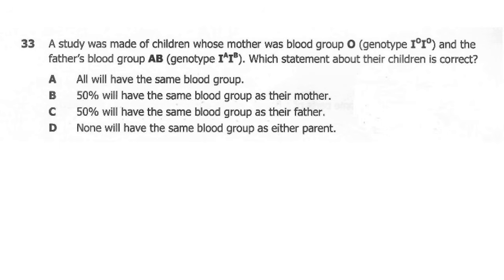Question 33. A study was made of children whose mother was blood group O, genotype IOIO, and the father's blood group AB, genotype IAIB. Which statement about their children is correct? A, all have the same blood group. B, 50% who have the same blood group as their mother. C, 50% who have the same blood group as their father. D, none who have the same blood group as either parent.